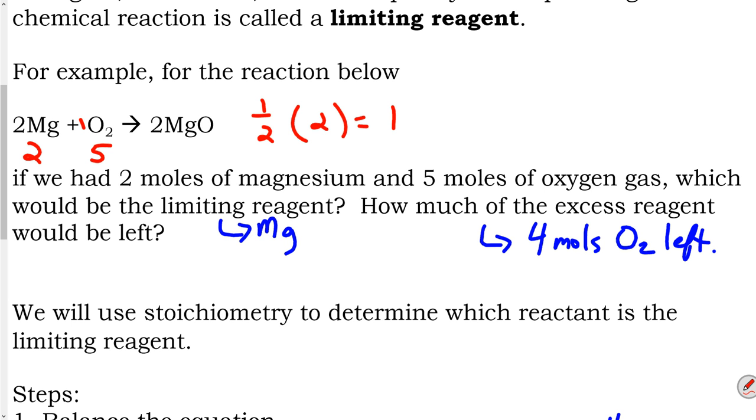If we went the other way, I have 5 moles of oxygen, and I want to know how many moles of magnesium I need for that. I would set up my ratio of what I want over what I know. 5 times 2 is 10 moles, and I don't have that, do I? I only have 2. Only one of these will be your limiting reagent. So do I have enough magnesium here? No, so that's your limiting reagent.